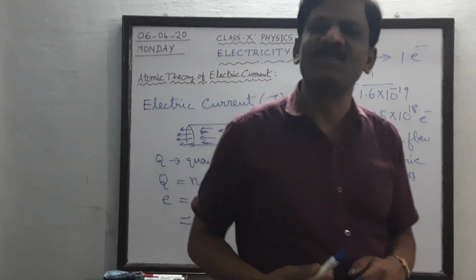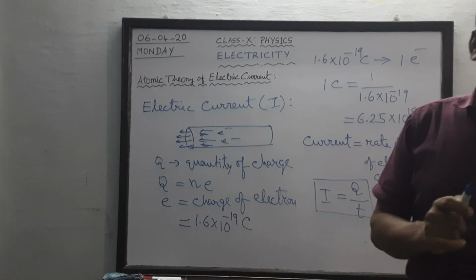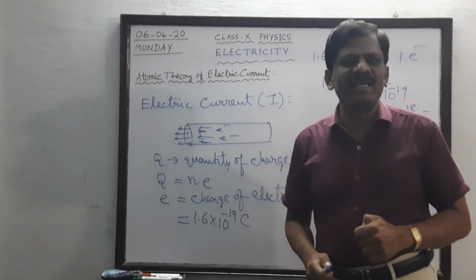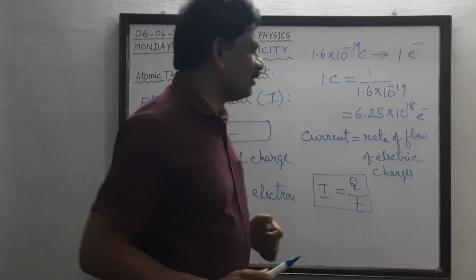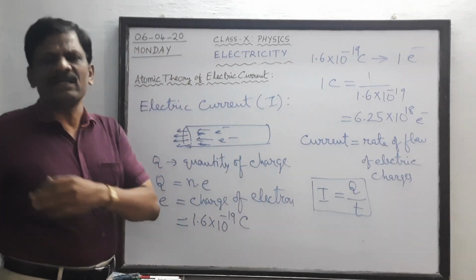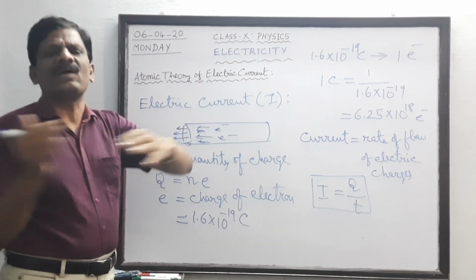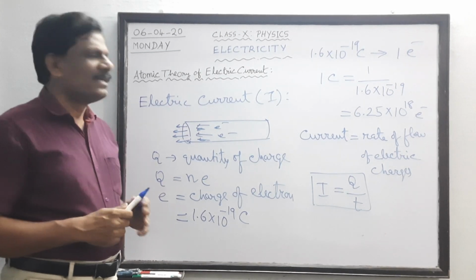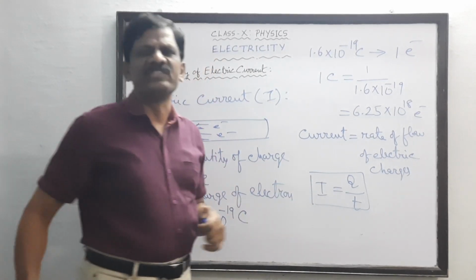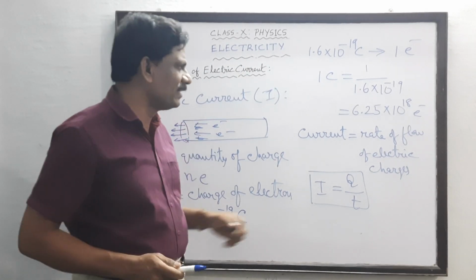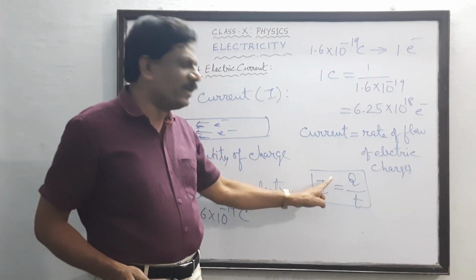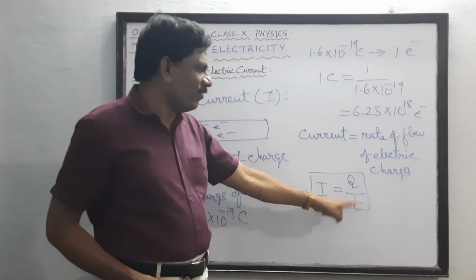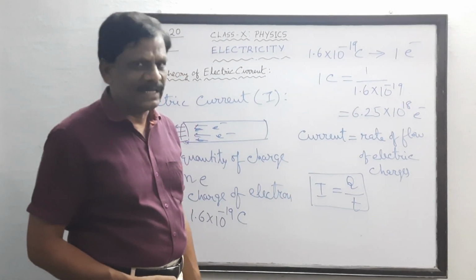Electric current is defined as what? The rate of flow of electric charges through the cross section of any conductor. So some coulomb of free electrons will be crossing the cross section of the wire every instant of time. If you divide the quantity of charge flowing through the conductor by the time taken, this rate of flow of charge only is called electric current.